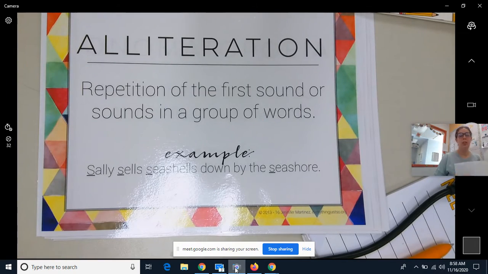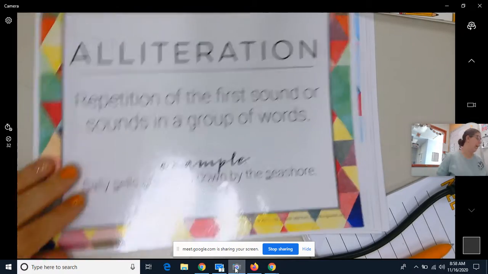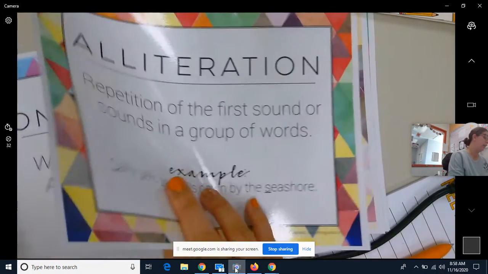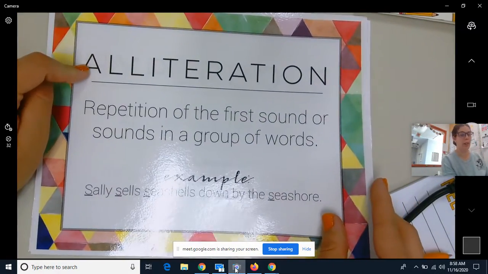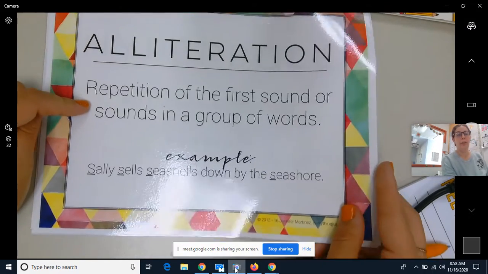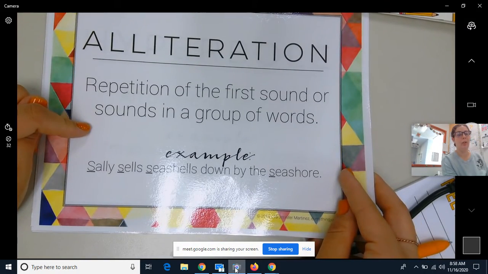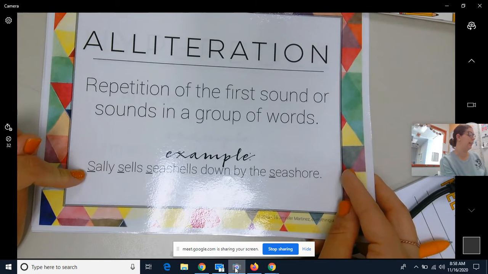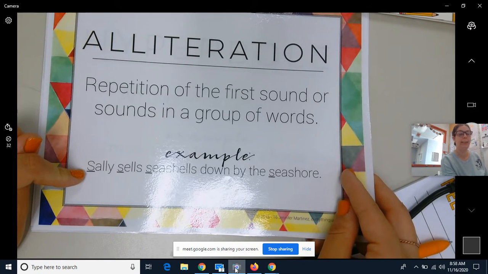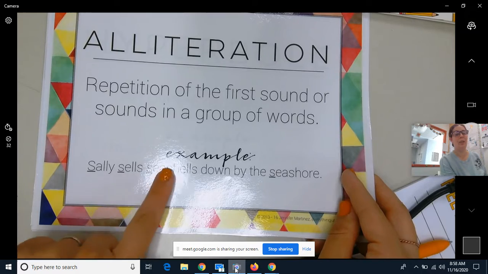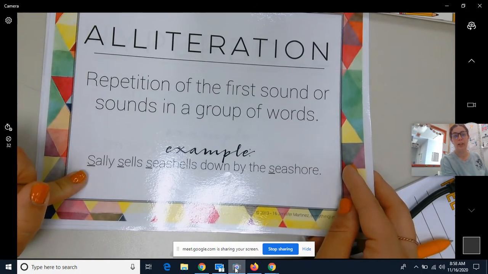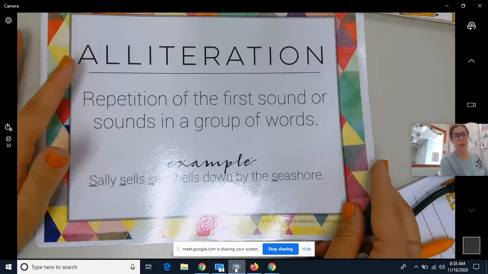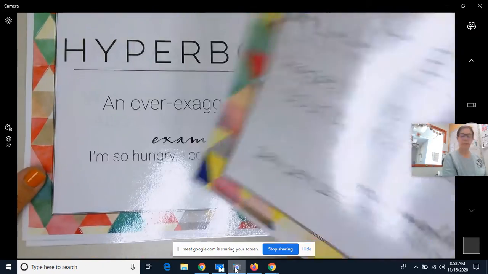Our next few are the ones that we're going to be talking about this week. Okay, so today we're talking about alliteration. It's the repetition of the first sound or sounds in a group of words. So the example, Sally sells seashells down by the seashore. The S sound is repeated multiple times in this verse of a poem. And so that is an alliteration. So you're going to be looking for those today.